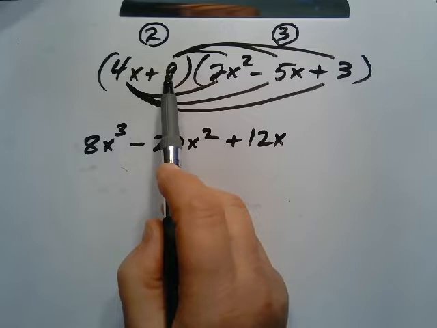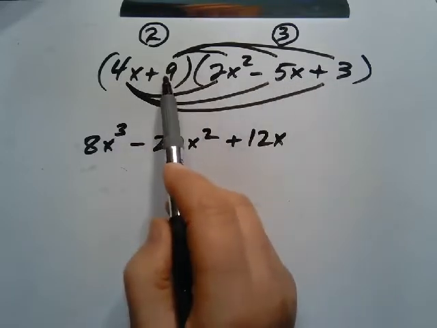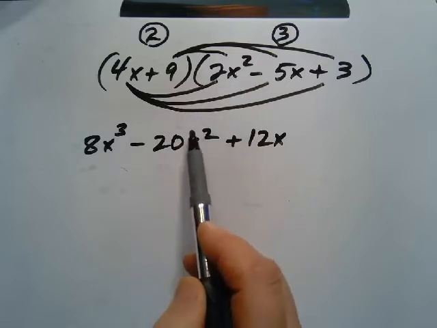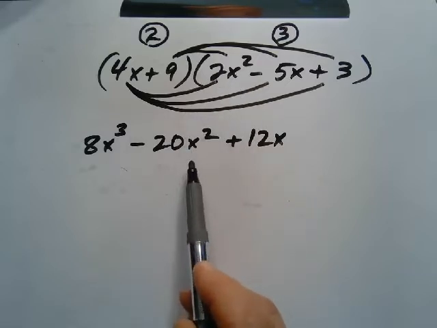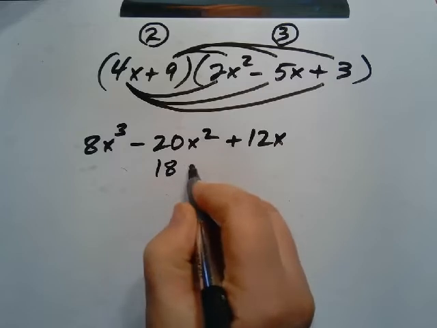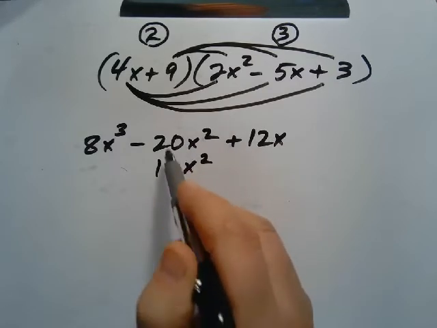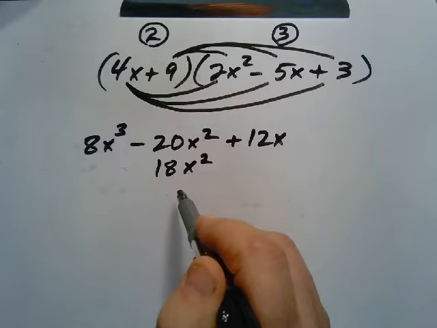So I'm starting with 9 now. I'm all done with 4x. 9 times each of these. So 9 times 2x squared is 18x squared. Well, I'm going to put it right underneath the other x squared term, 18x squared. And in the end, I'm going to end up adding this up because they're like terms.